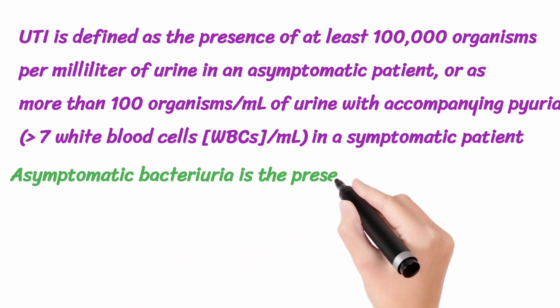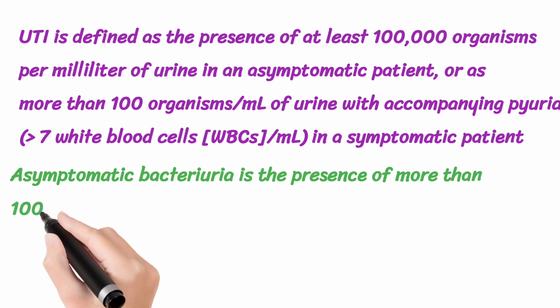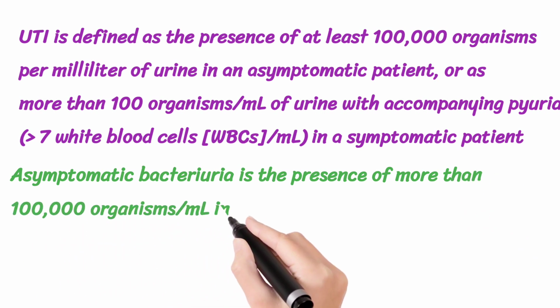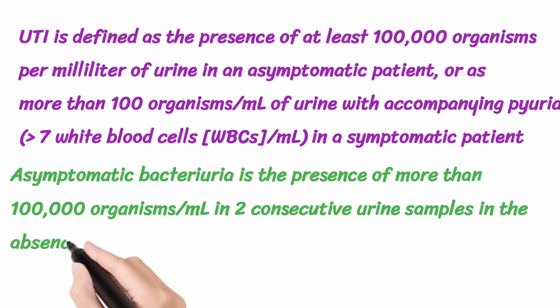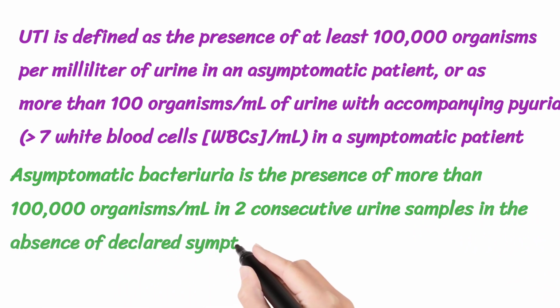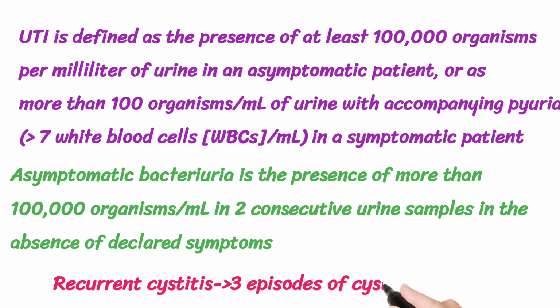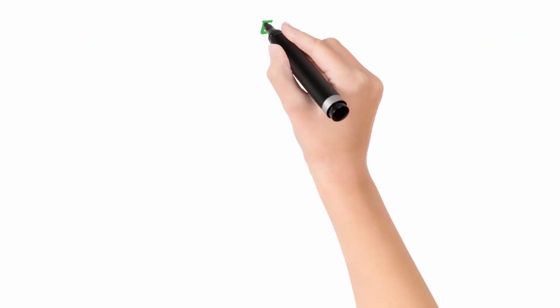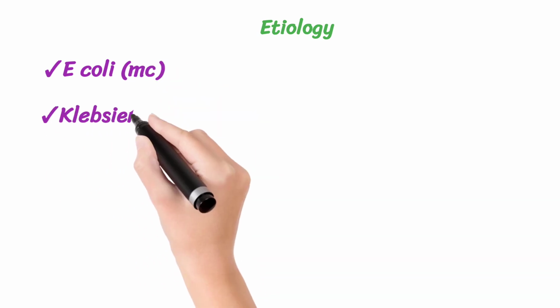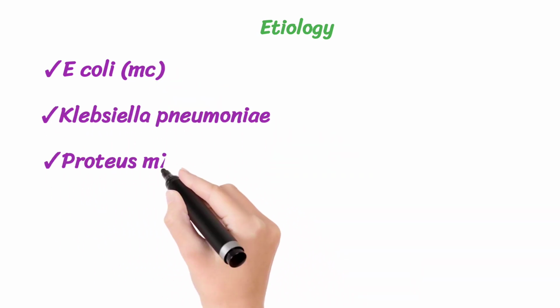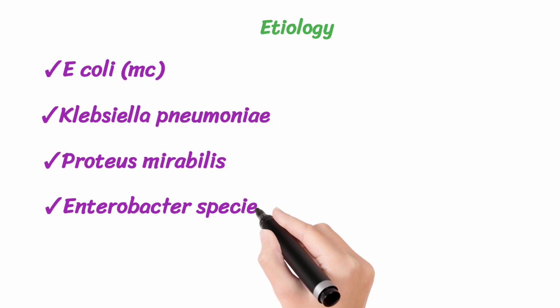So asymptomatic bacteriuria is the presence of more than 100,000 organisms per ml in 2 consecutive urine samples in absence of declared symptoms. Then there is recurrent cystitis. Recurrent cystitis is greater than 3 episodes of cystitis. Etiology. The more common etiology is the KEP, that is the E. coli, which is the most common, Klebsiella, Proteus, and Enterobacter species.